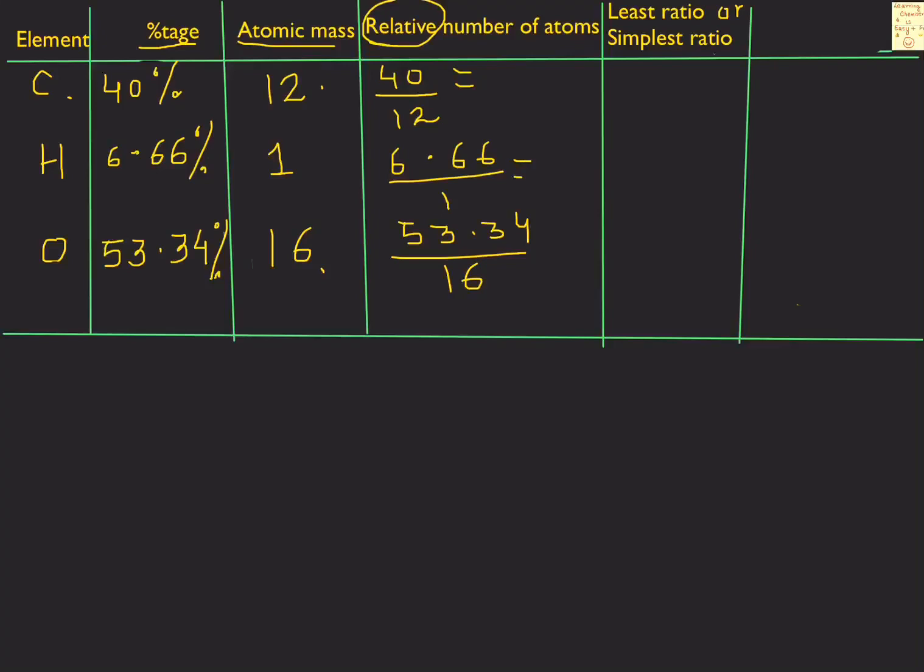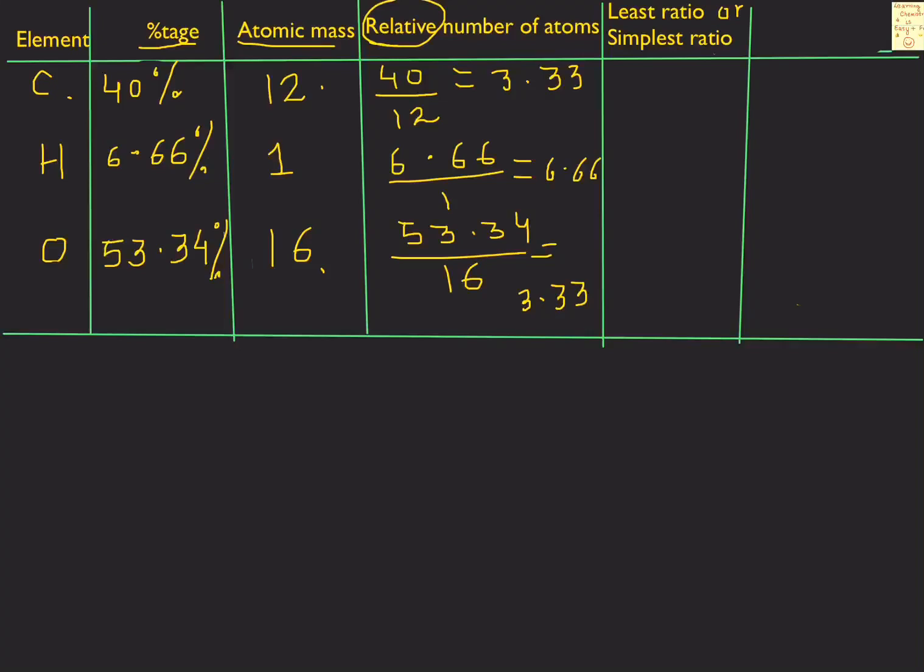Pause the video and do the calculations. Give me the answers. So what do we have here? Did you tally the answers? Carbon 3.33, hydrogen 6.66, and oxygen is also 3.33.